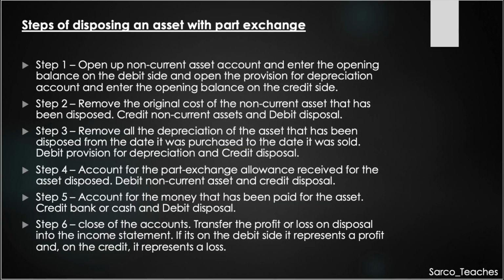Okay, so now we've finished the final step. Now you have to go to step 6. It says close off the accounts. Transfer the profit or loss on disposal into the income statement. If it's on the debit side, it represents a profit. And if it's on the credit side, it represents a loss. So let's close off the accounts first of all.